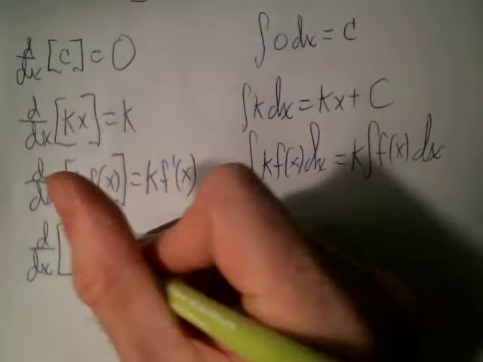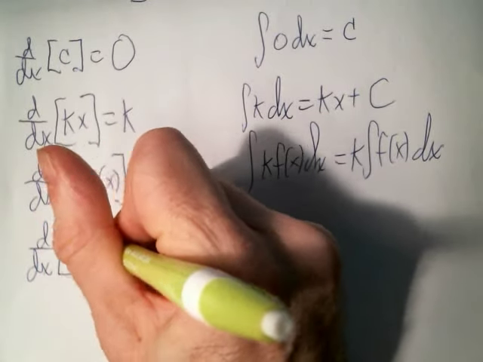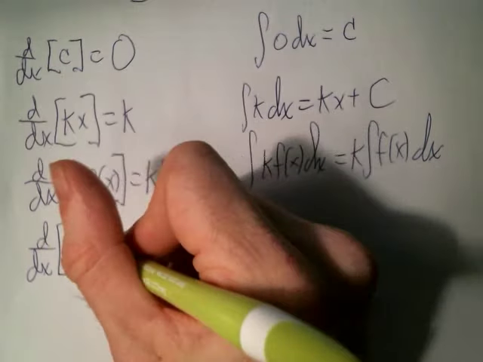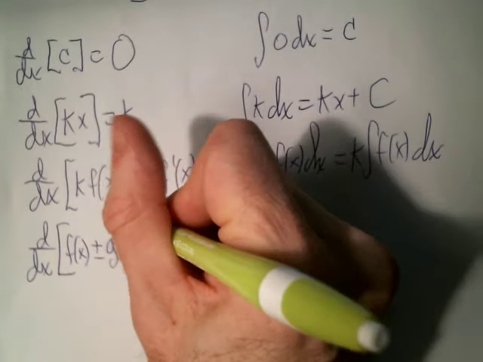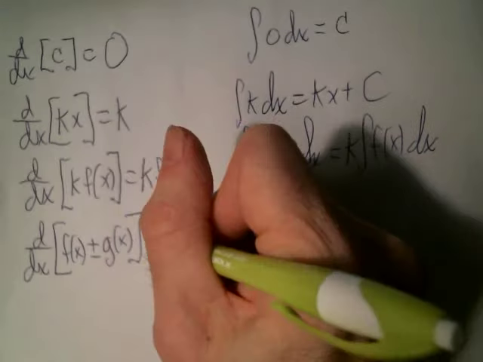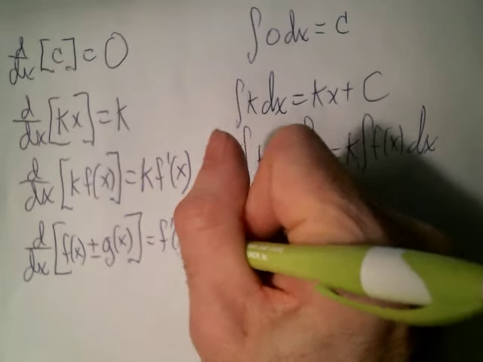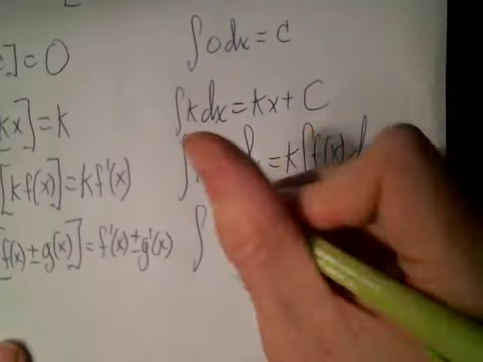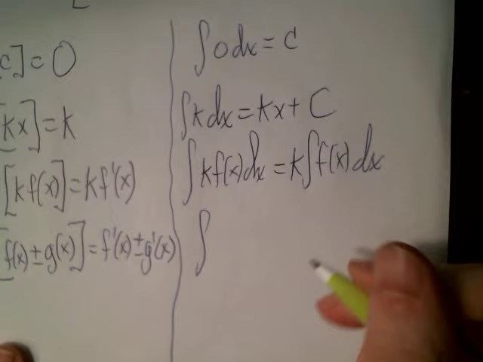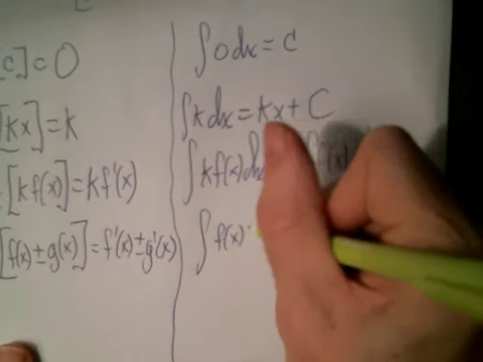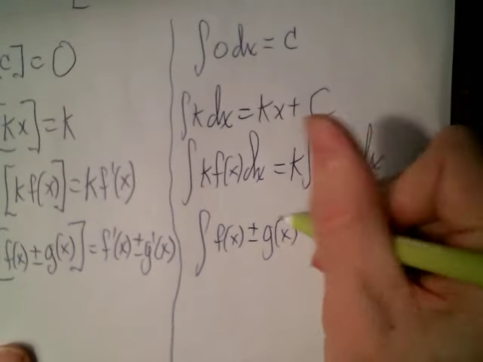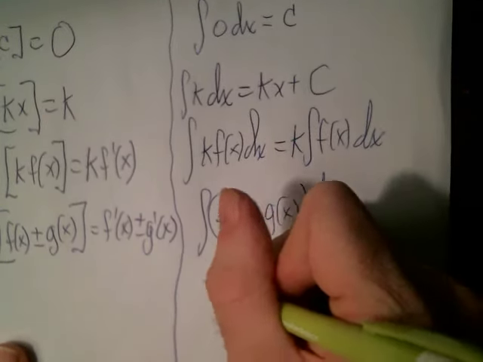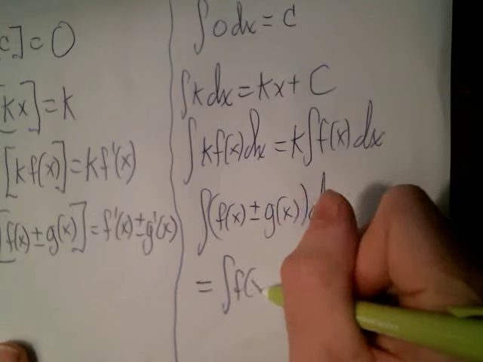Before, we had that the derivative of the sum of functions is equal to the sum of the derivatives, and that'll be true also for antiderivatives. So if you're trying to figure out the integral of a sum or difference of two functions, you could just consider it as two different integrals, or find the two different antiderivatives.